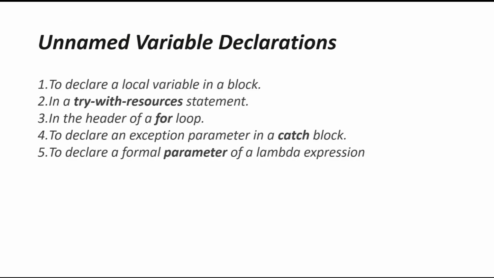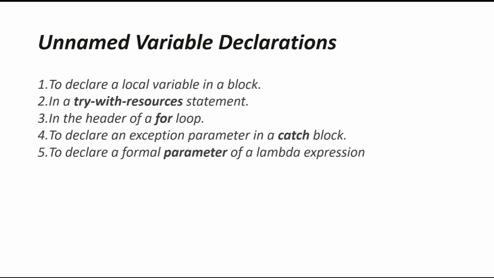Let's learn about unnamed variable declarations. The unnamed variable is used to declare a local variable in a block. It is used in a try with resource statement and in the header of a for loop. It is used to declare an exception parameter in a catch block. It is used to declare a formal parameter of a lambda expression. Let me explain these points with examples.